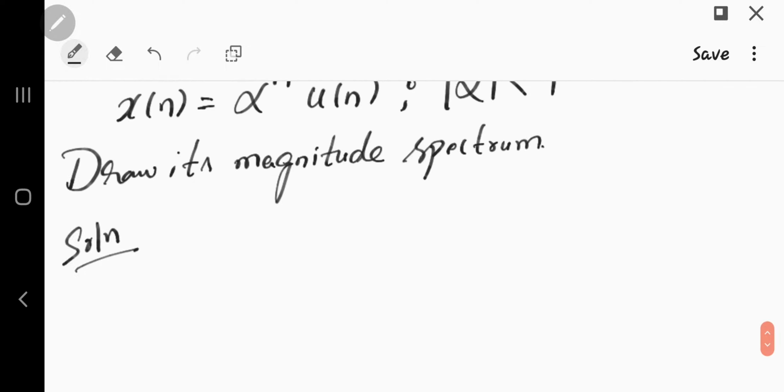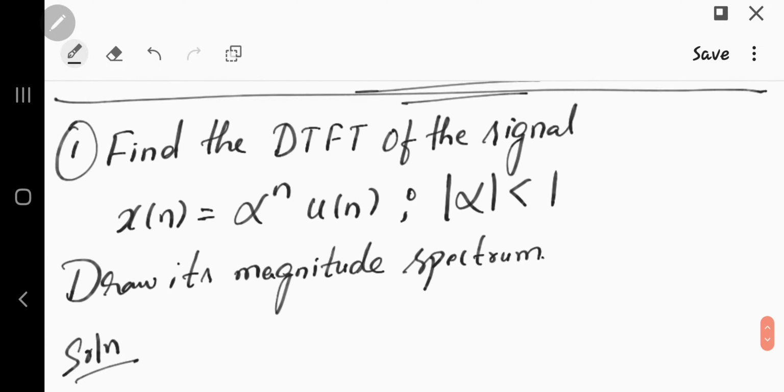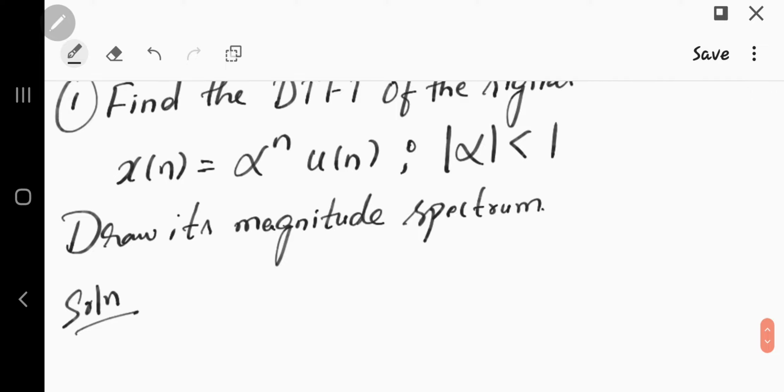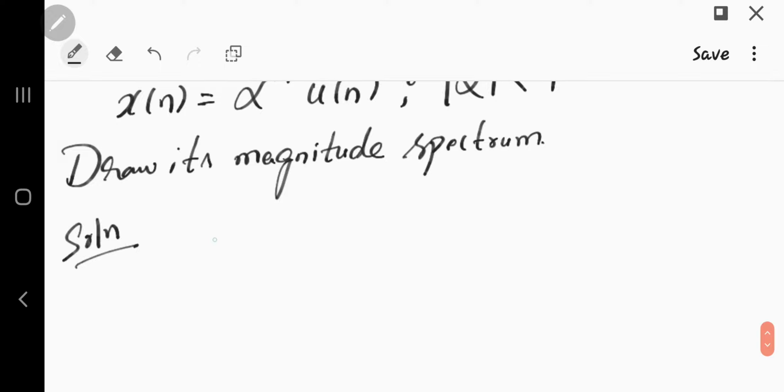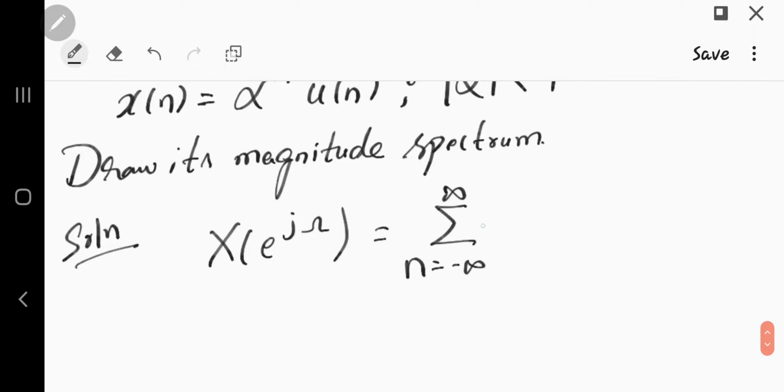So, now first we have to find the Fourier transform version of this, and then we have to draw the magnitude spectrum of the given signal x of n, which is alpha to the power n into u of n, where mod alpha is less than 1. So, this condition is very important while plotting the magnitude spectrum, okay, and while getting the final answer as well. So, from the definition we have X of e power j omega is equal to summation n is equal to minus infinity to plus infinity x of n e power minus j omega n.